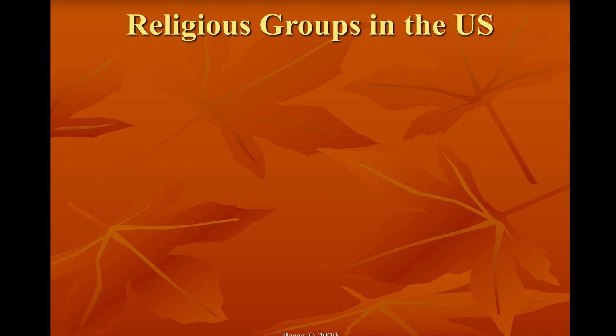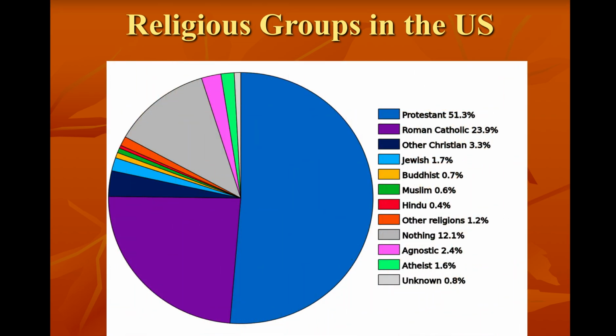I'll give you a picture of a chart here that will rank them in order, and let's see how close you were. If we look at our chart here, surprisingly, the most dominant is Protestant. I would have initially guessed Roman Catholic, but Protestant is almost double Roman Catholic, or actually is more than double Roman Catholic. Other Christian is the third most dominant. Then we have Jewish, Buddhist, Muslim, Hindu, and then other religions make up the next category.